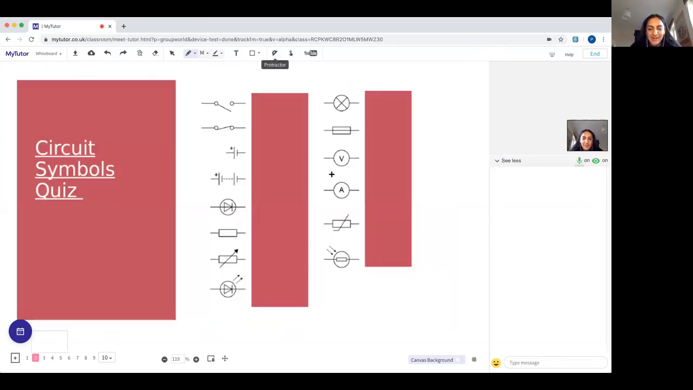The first thing I have for you is a circuit symbols quiz. So it's a quick little quiz. I'm going to give you 3 minutes to have a go and name as many of the circuit symbols as you can. You can write them down, you can just think about them in your head. But I'd like you to go through each one and think about what they represent. And as an extension, think about their function. So 3 minutes to do that.